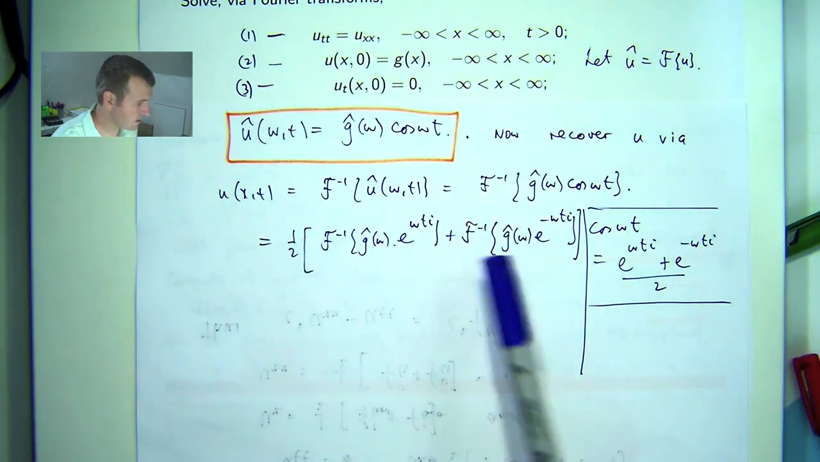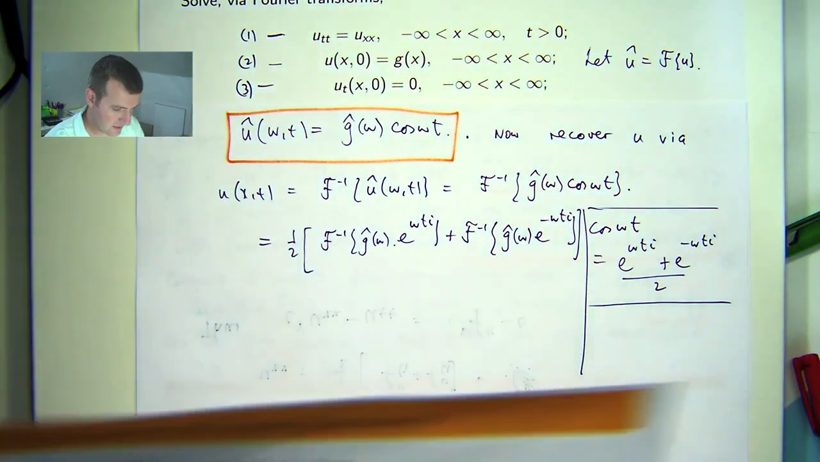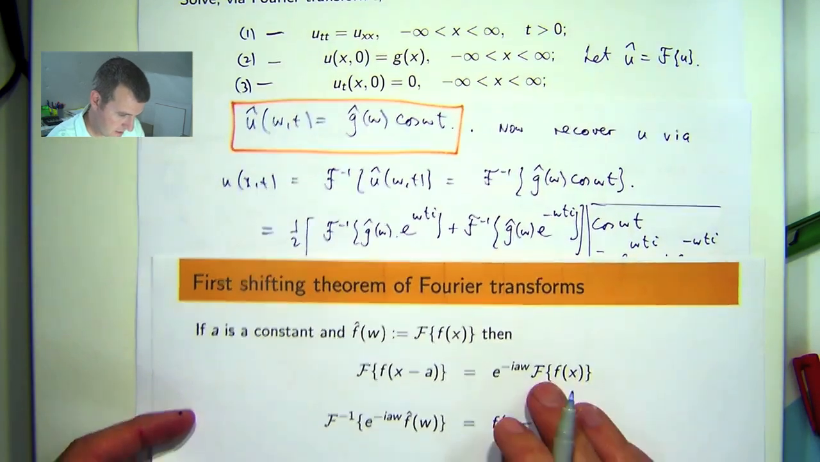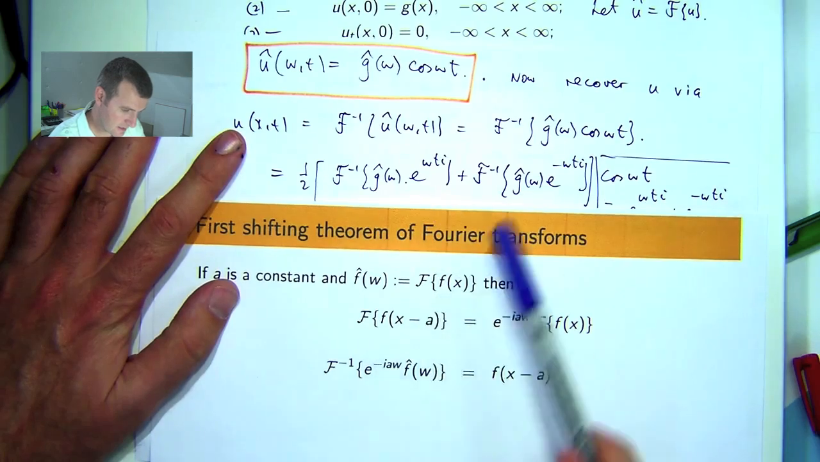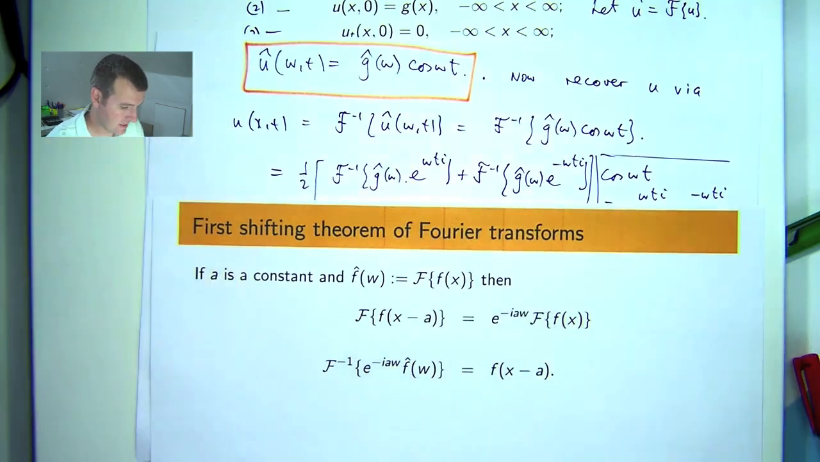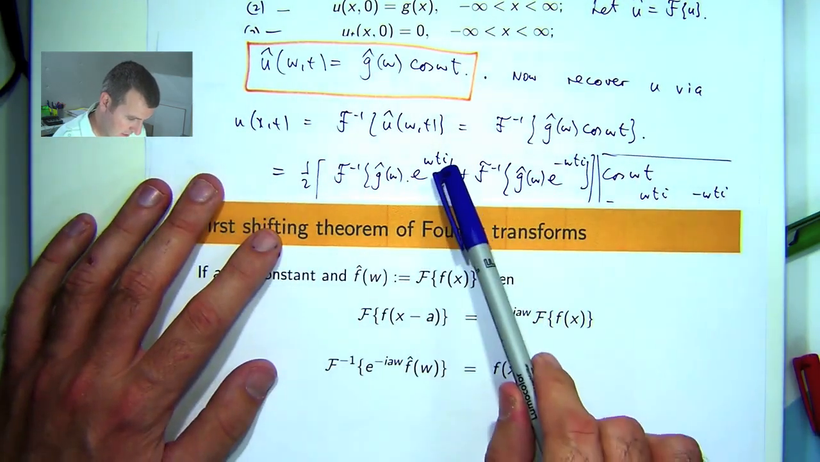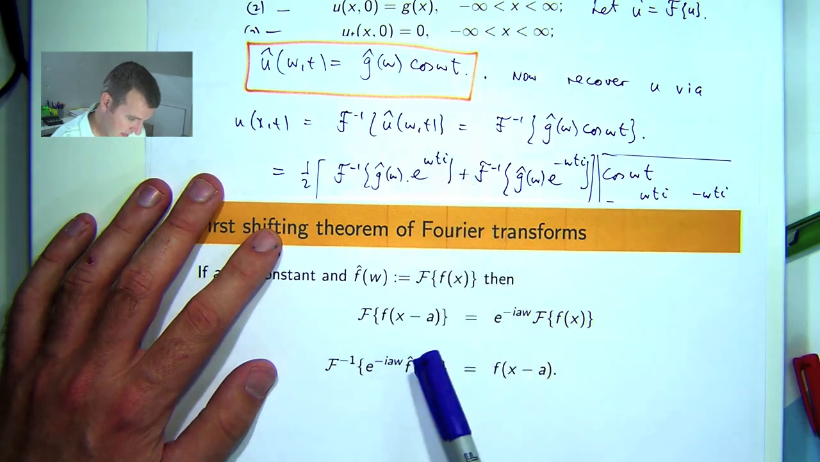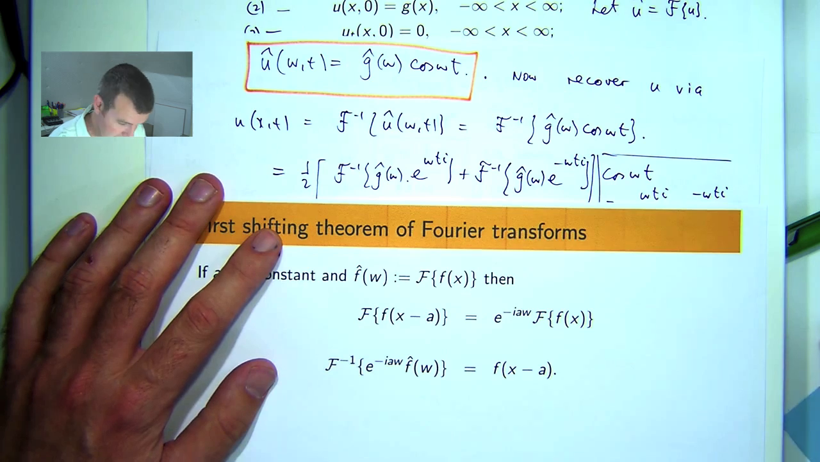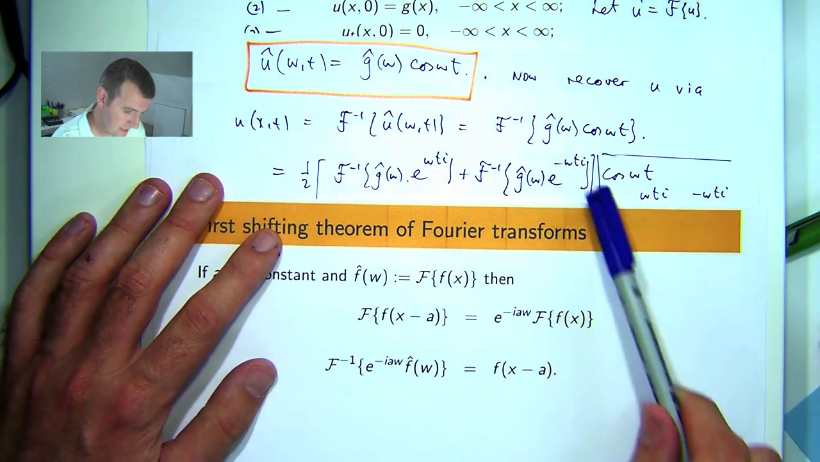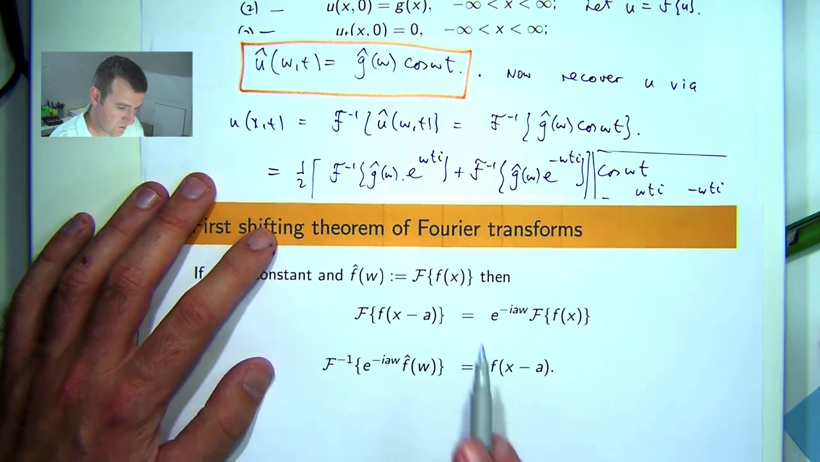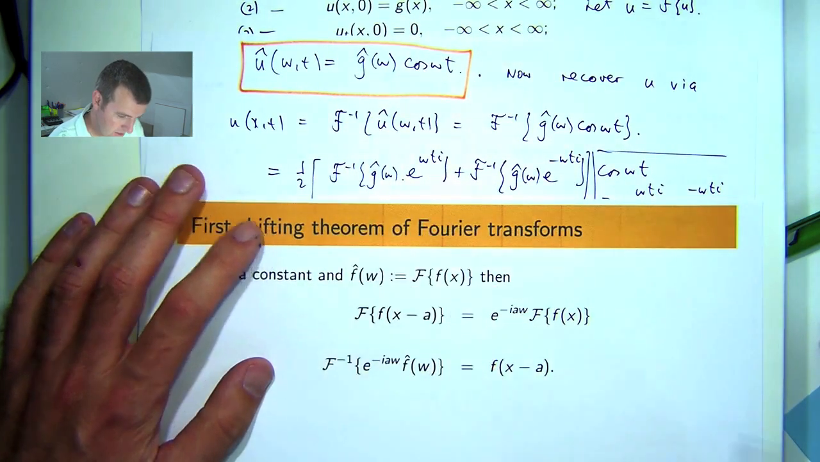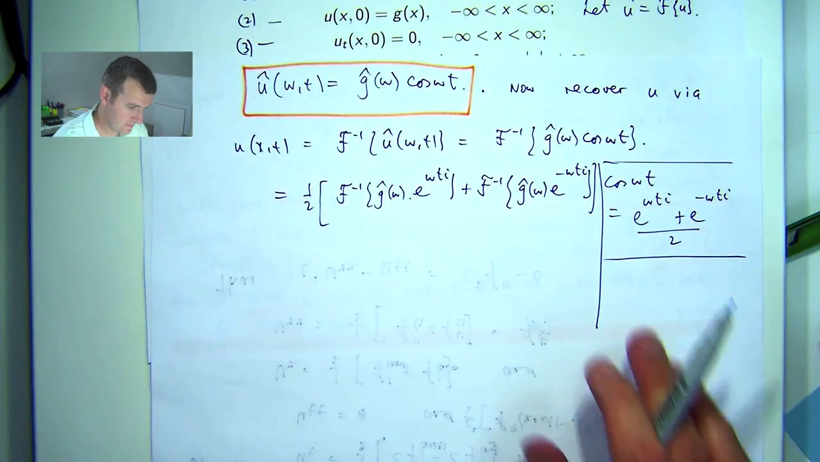Okay, so let's return now to my shifting theorem and look what we have. Well, this and this and this and this. So I've got a G hat rather than an F hat, doesn't matter. Up here, I'll have A equals negative t, and up here, I'll have A equals t. So if I apply my shifting theorem, then I get the following.